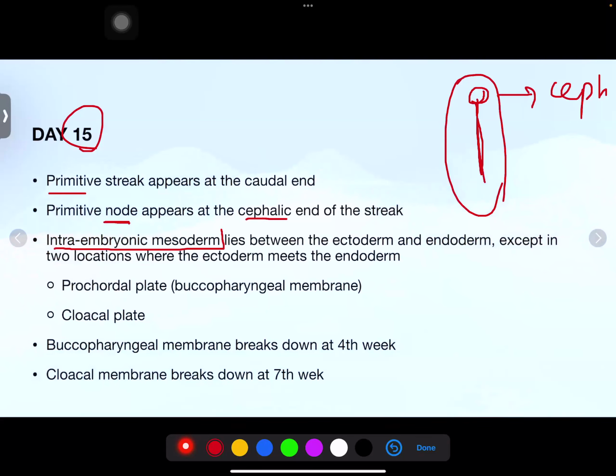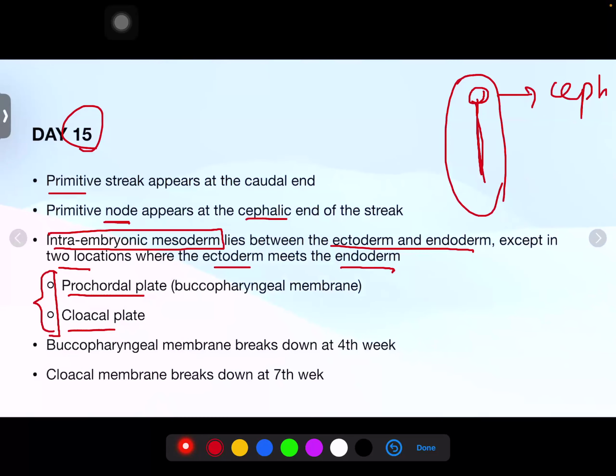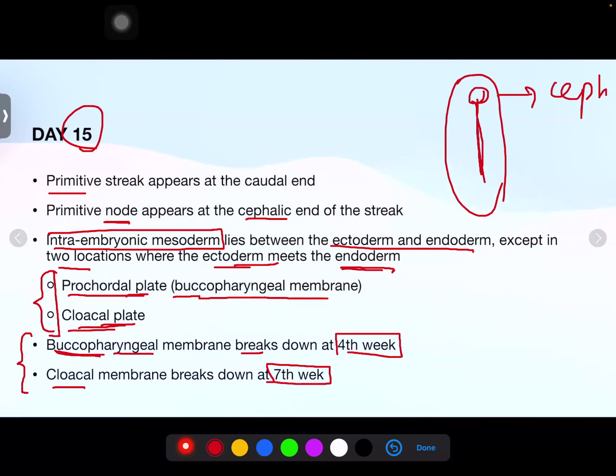The intraembryonic mesoderm lies between the ectoderm and endoderm, except in two locations where the ectoderm meets the endoderm, okay? So at these two points, you can say that there is no mesoderm, only the ectoderm and endoderm. So upward, cephalic is the buccopharyngeal membrane and the caudal would be the cloacal plate. At the buccopharyngeal membrane and cloacal plate, the intraembryonic mesoderm is not present, just the ectoderm and the endoderm. Now these two membranes have to break. The buccopharyngeal membrane breaks down at the 4th week, and the cloacal membrane breaks at the 7th week.